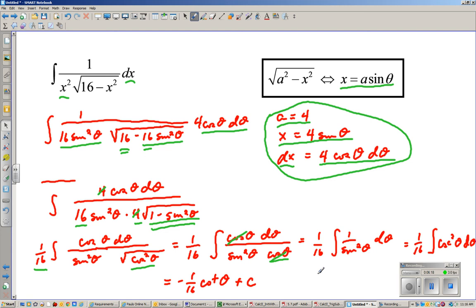Now, 1 over sine squared is the same thing as cosecant squared. And although this integral does not show up much, the integral of cosecant squared is related to the integral of secant squared. The integral of secant squared is tangent. Well, the integral of cosecant squared is negative cotangent. So there it is.